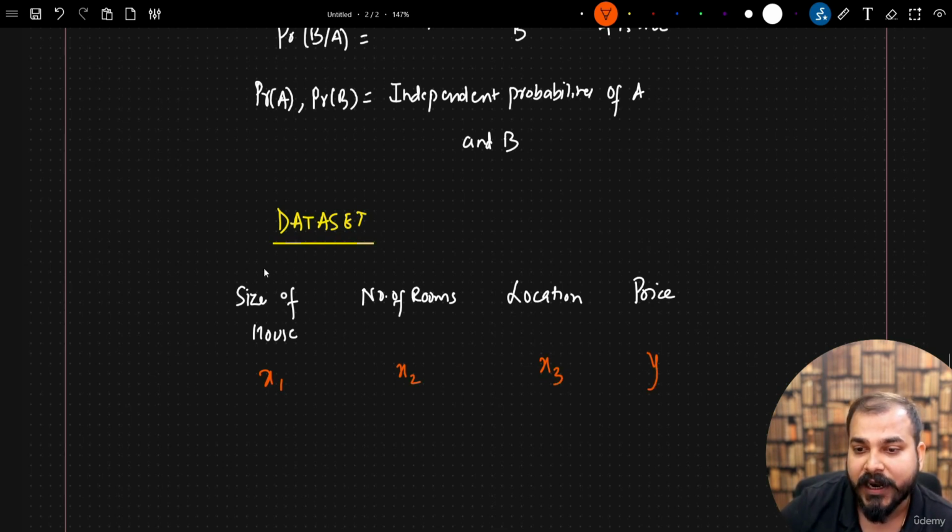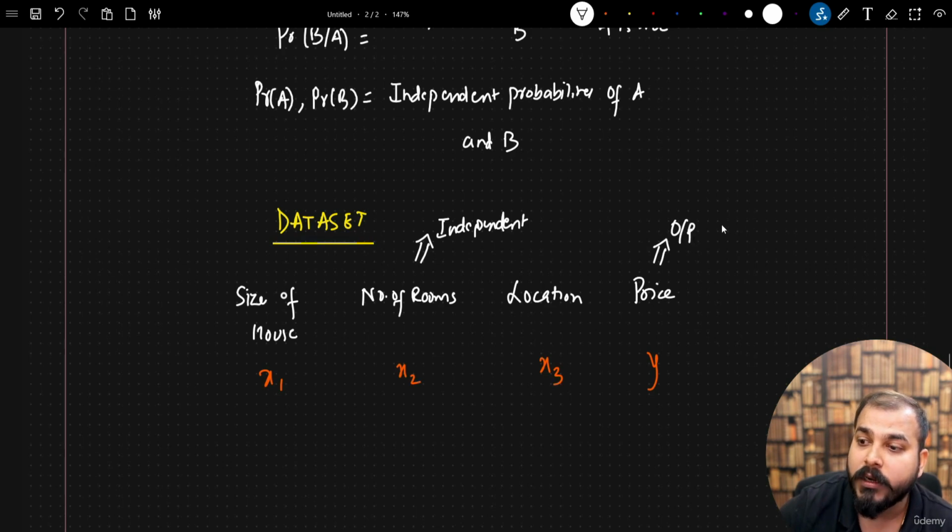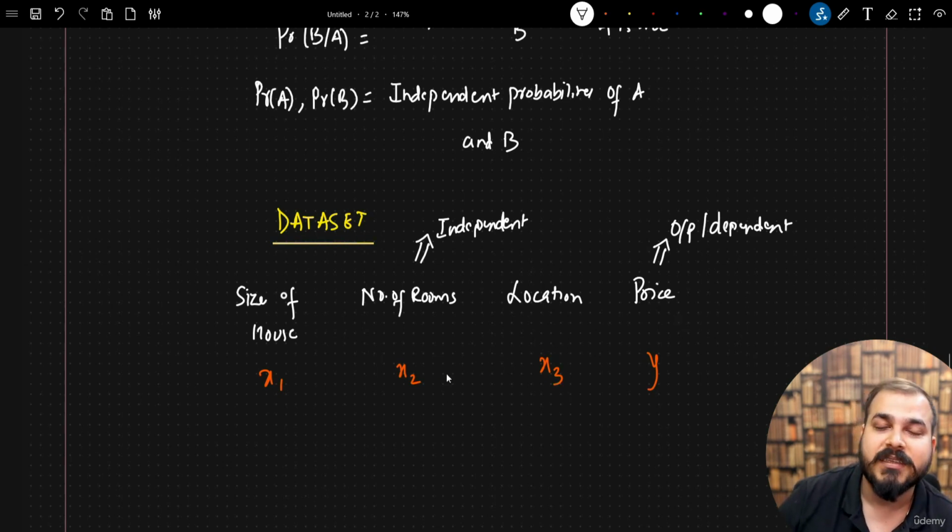These three features that you see, size of the house, number of rooms, and location, are basically my independent or input features. And this is my output or dependent feature, right? We can use these three features to predict the price. Now, how can I use Bayes' theorem to predict the price?